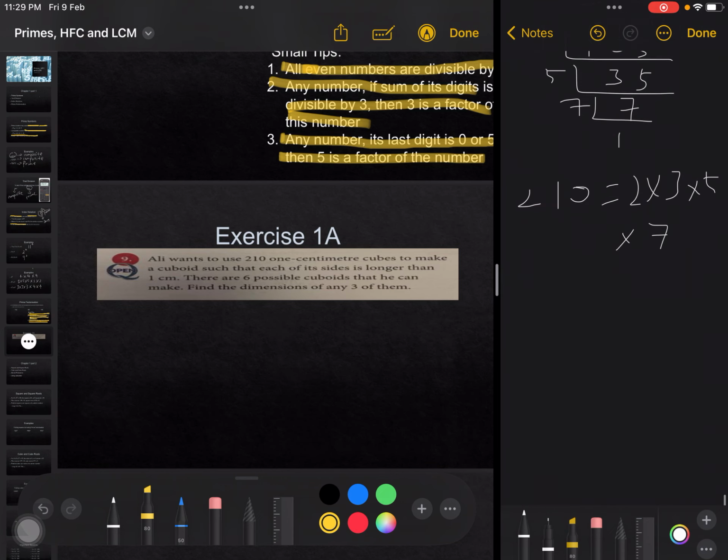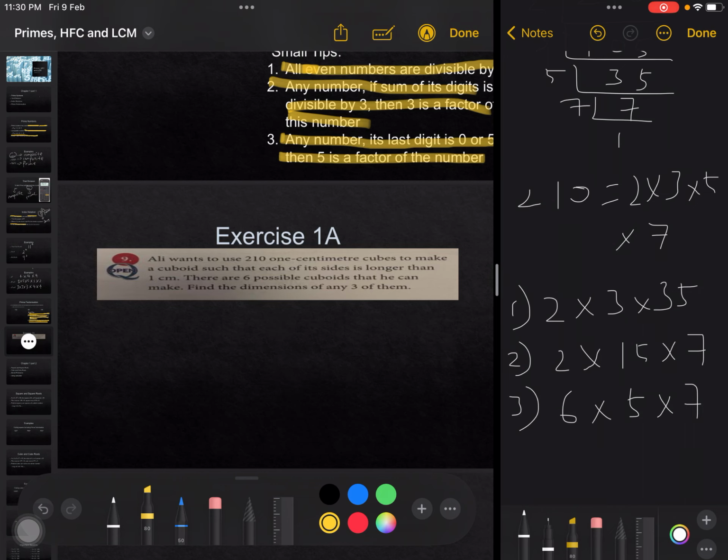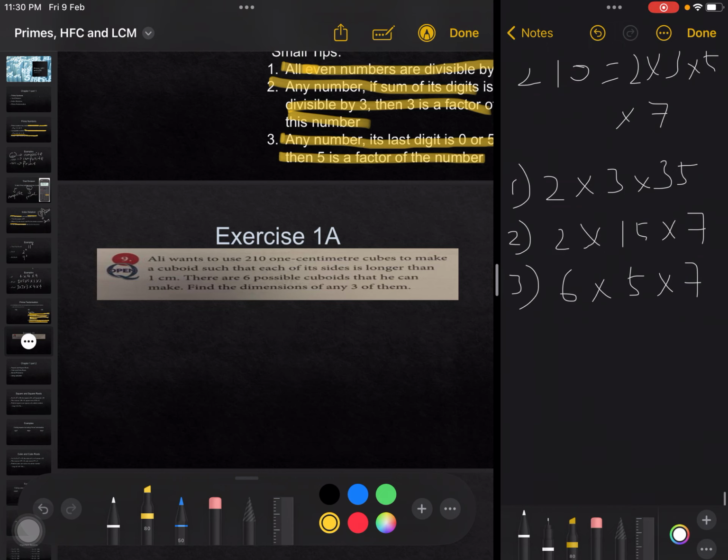So basically you just need to make any combination. So 2 times 3 times 7 times 5, which is 35. This is one of the combinations, the first one. Or you have a second one, 2 times 15 times 7. This is the second combination that you may have. 3, you can have 6 times 5 times 7, right? Basically you combine any 2 together to form 1, and then you give another. Let's see if you can get all 6.